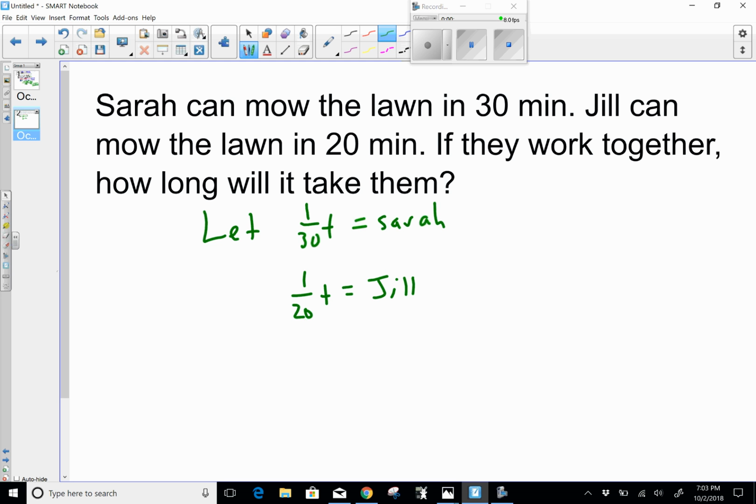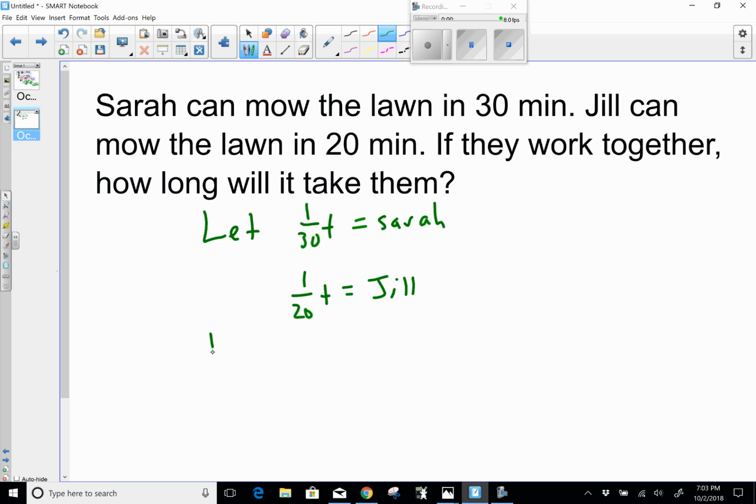So what you do is whatever rate they give you, you always put it under a 1 and you always put T next to it, because that's going to represent the time. So that's going to see how much time it's going to take. So 1/30th T is Sarah and 1/20th T is Jill.